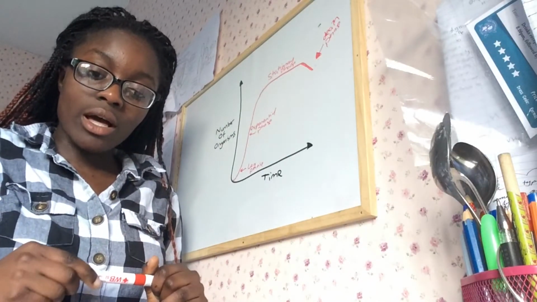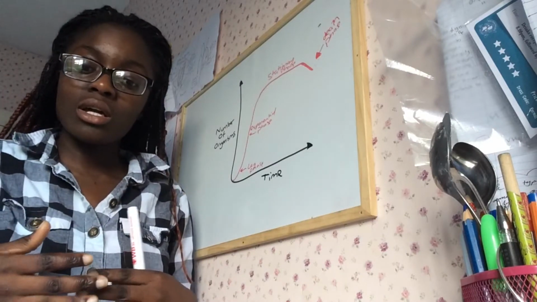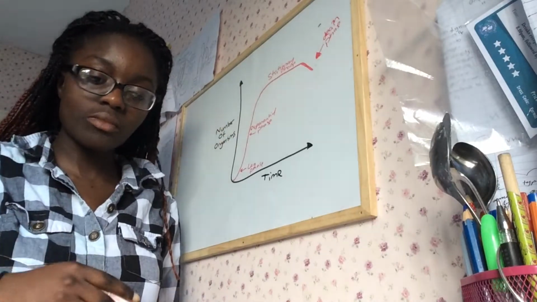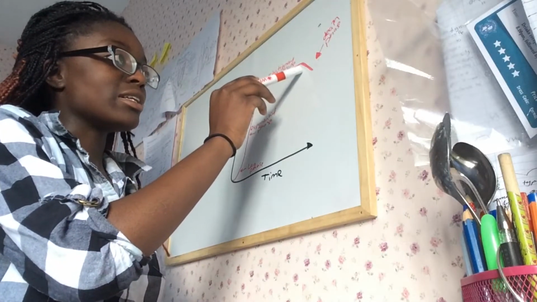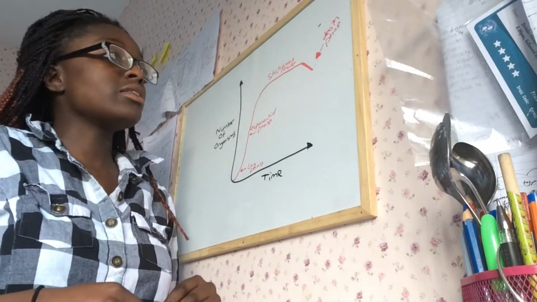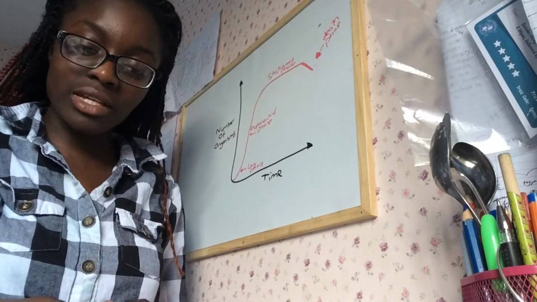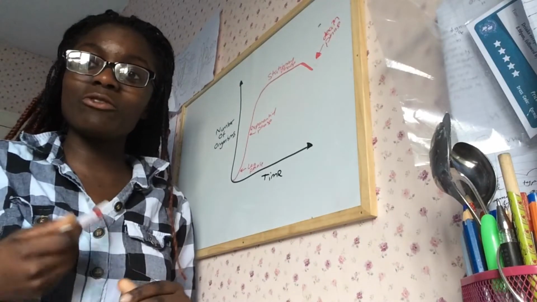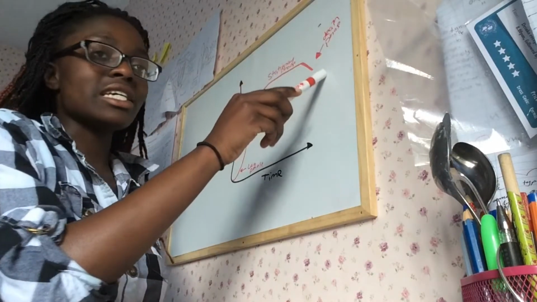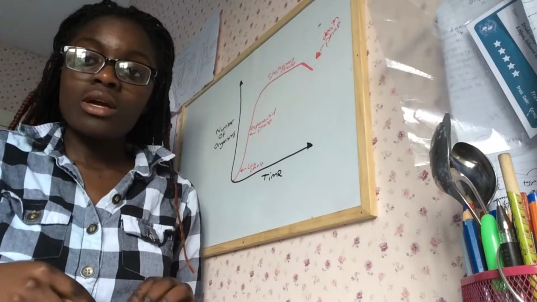Also, there's not much cell reproduction going on. Everything is kind of just leveling off. And then you have here the death phase. And the death phase is where the death rate is greater than the birth rate. And it occurs if there's a shortage of food or buildup of toxic waste. So a lot of density dependent factors here can give rise to the death phase.